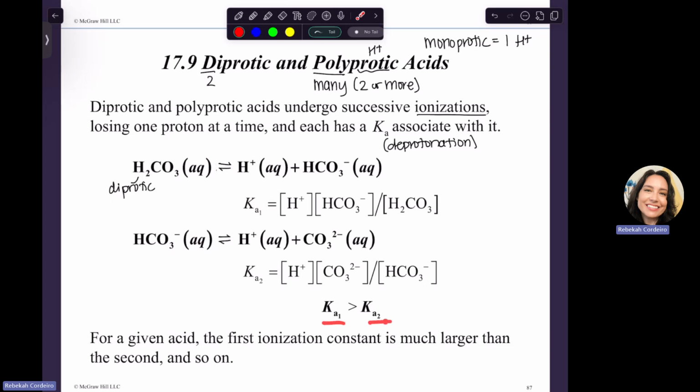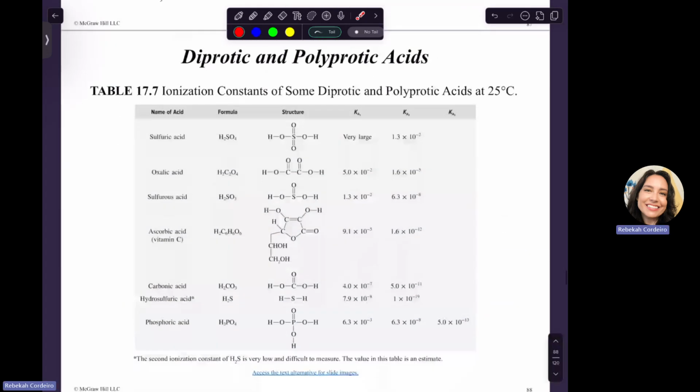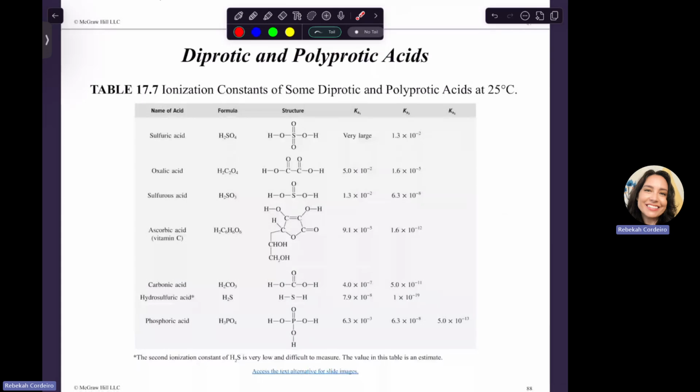The first Ka is always greater than the second Ka because it is easier to get rid of an H in this case versus this one, because this ion is negative. So it's harder to get rid of that H plus. So each successive acid is weaker because the Ka is smaller. So here are some Kas for different diprotic, polyprotic acids. We can see how they get smaller as they go. Look at this one, phosphoric acid is 3, so it gets smaller and smaller as you go. We have 3 H's that we can remove.